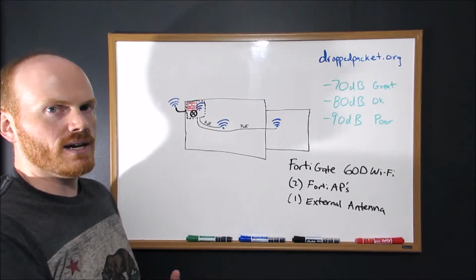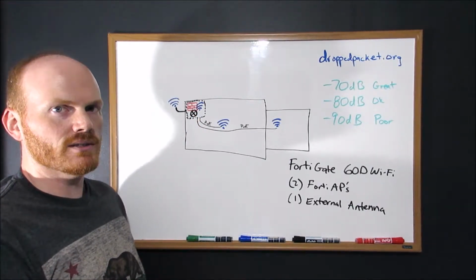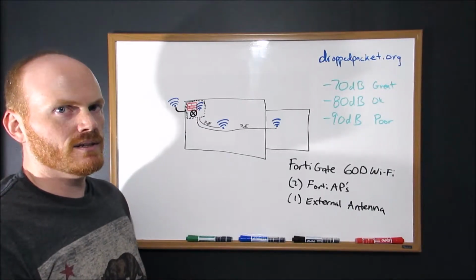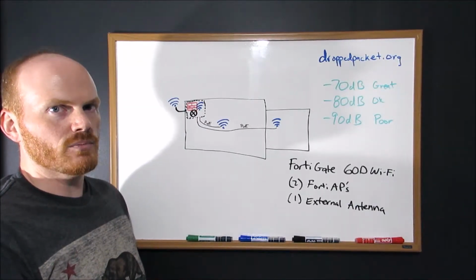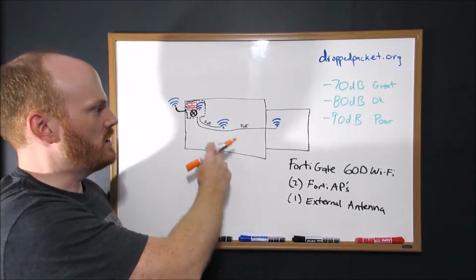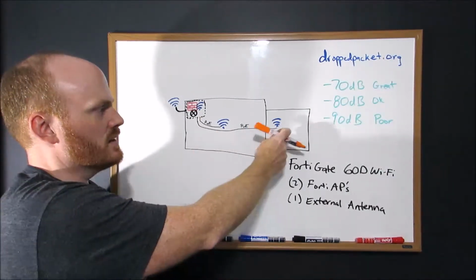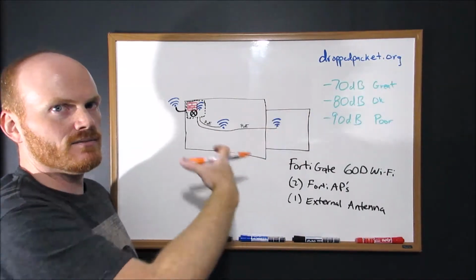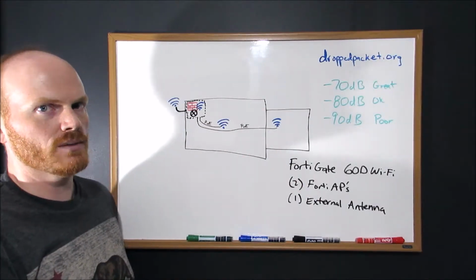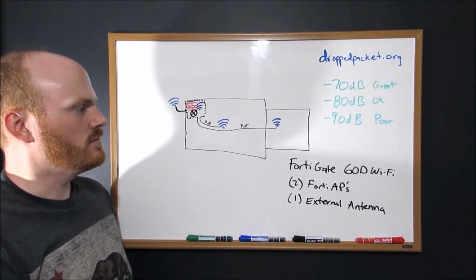So we can walk around the house, walk into the backyard, walk in the front yard, garage, etc. And our devices roam with no problems. I can be on a VoIP call with my laptop and walk around the house, go outside, no issues, no dropped calls. It's a great setup.